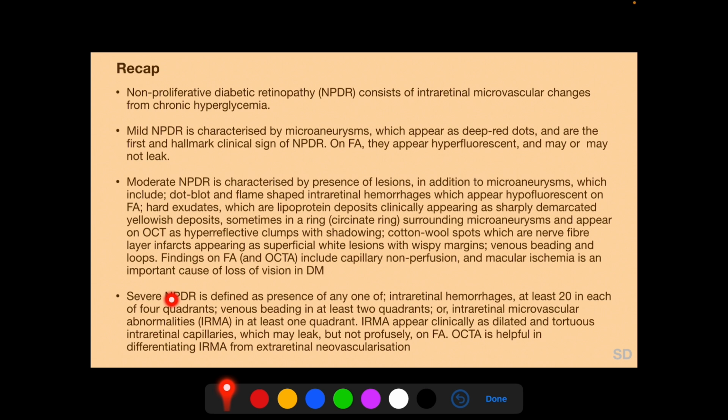Severe NPDR is defined as presence of any one of intraretinal hemorrhages, at least 20 in each of 4 retinal quadrants, venous beading in at least 2 retinal quadrants, or intraretinal microvascular abnormalities or IRMAs in at least 1 retinal quadrant. IRMAs appear clinically as dilated and tortuous intraretinal capillaries which may leak but not profusely on fluorescein angiography. OCTA is helpful in differentiating IRMAs from extraretinal neovascularization.